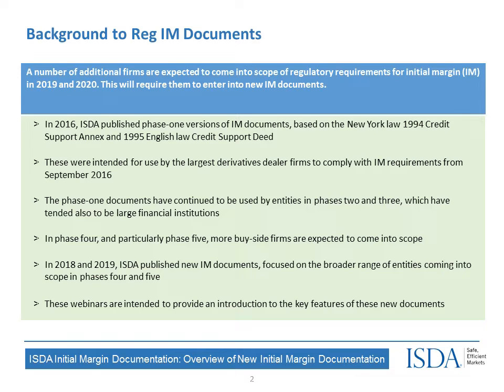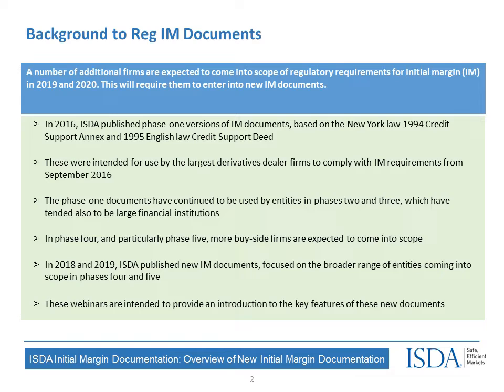And they were intended for use by the largest derivatives dealer firms who were coming into scope of initial margin in 2016. But actually what we saw in practice was that those documents continued to be used by entities in phases 2 and 3, so 2017 and 2018. But as we approach phase 4 in 2019 and phase 5 in 2020, more buy-side firms are expected to come into scope of the initial margin requirements, which is really changing the types of firms that will have to enter into these documents.